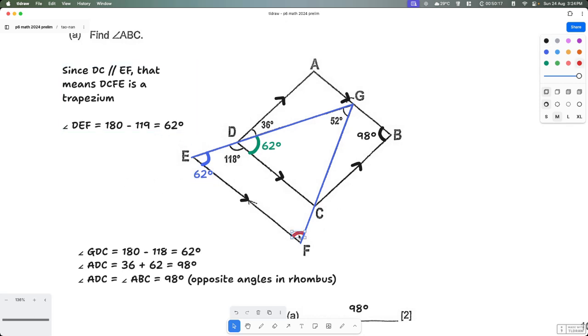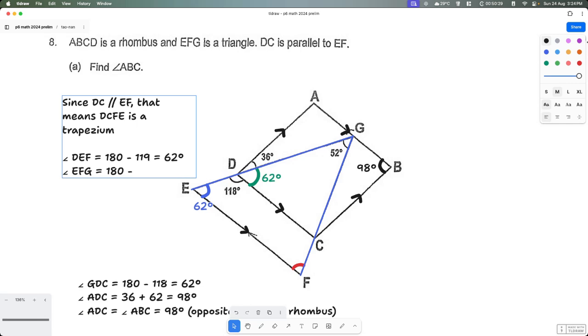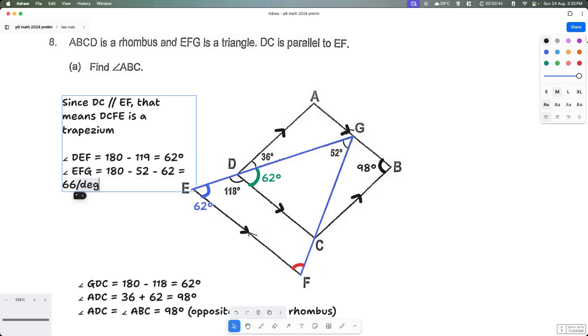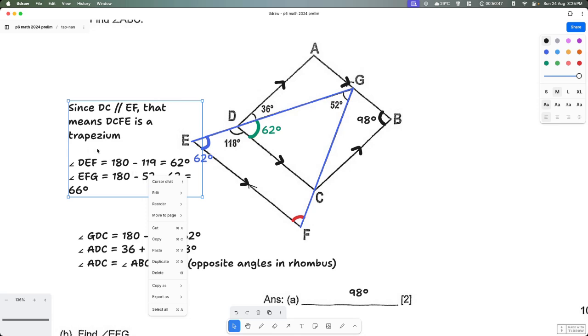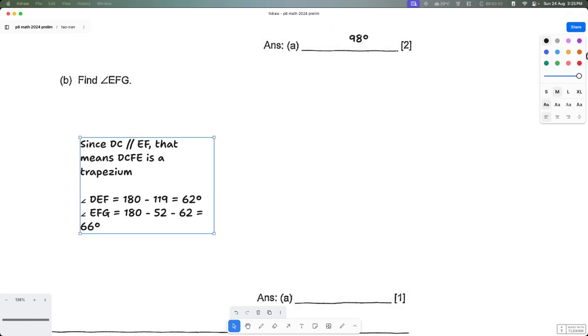Then that means we are able to get this red angle by using 180. So angle EFG is equal to 180 minus 52 minus 62, and this will give us, using the calculator, 66 degrees. Okay, there you go. EFG is 66 degrees. All right, let's move on to the next question.